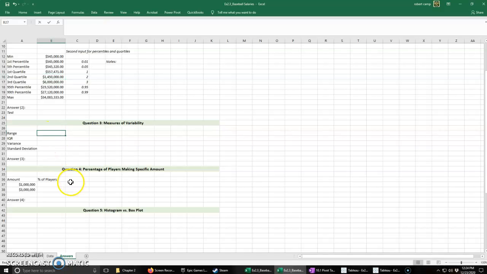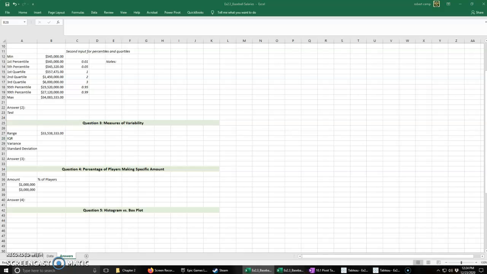And so the range is, what is the range? The range is the minimum to the maximum. So you can just take the max value and subtract the minimum. I could type the equation in, but since I've already calculated them, I'm just going to take the maximum and subtract the minimum, and done. So the range is 33,500,000. That's how many dollars there are between the maximum and the minimum.